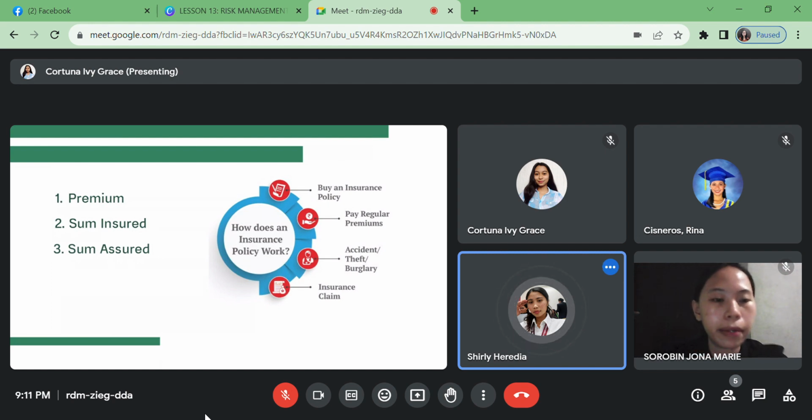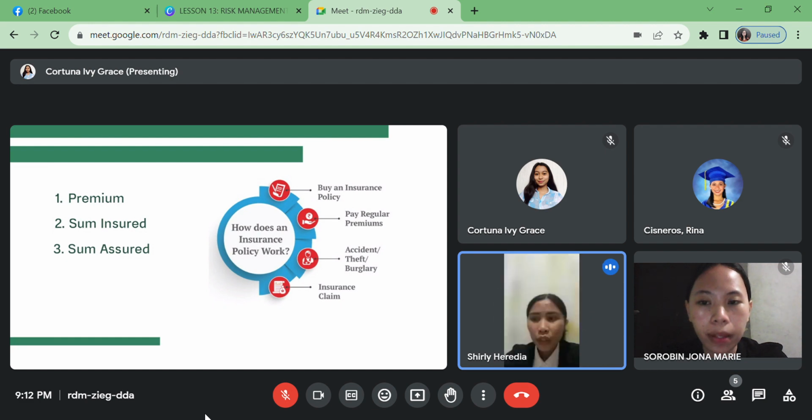The first is the premium, the second is the sum insured, and the third is the sum assured. Let's go back to the premium. The premium is the amount you pay each month or year to keep your insurance policy active. Your premium amount is determined by many factors including the risk coverage amount.